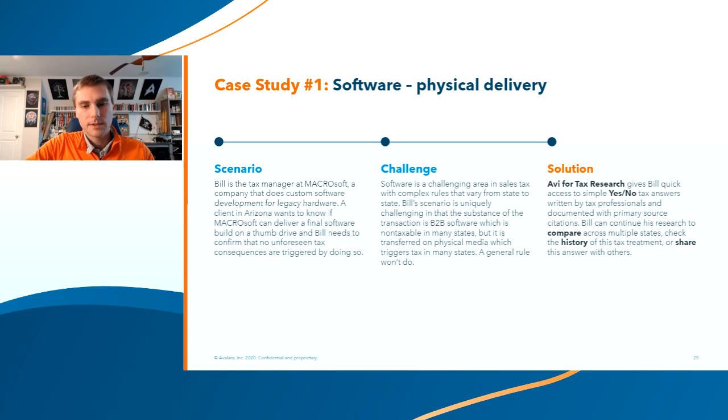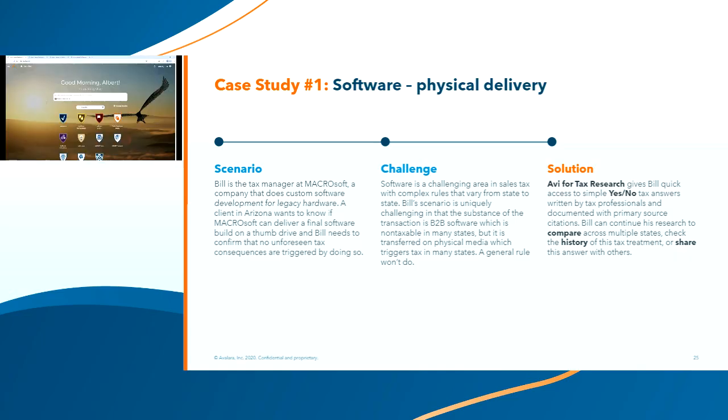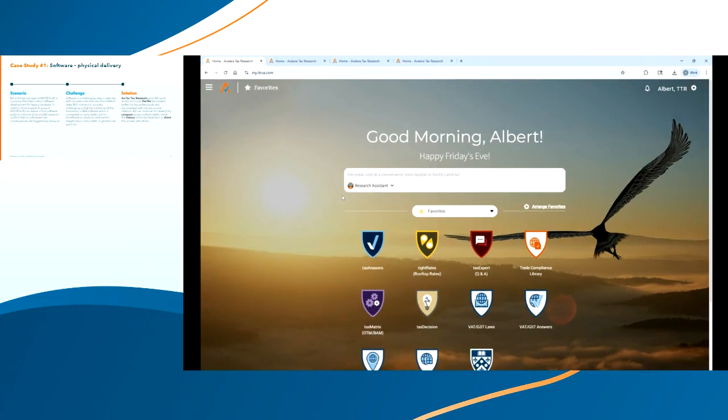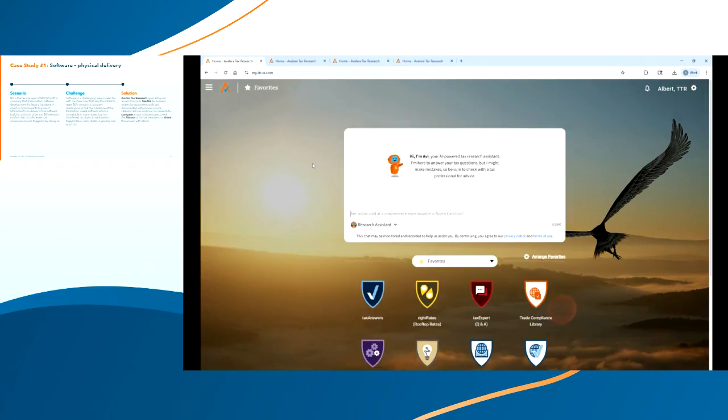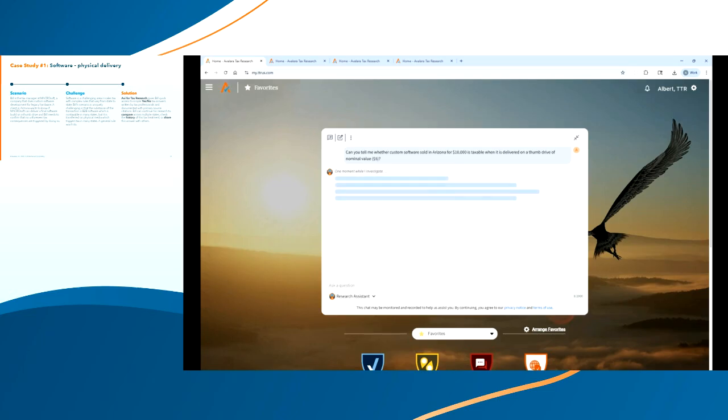This is Avalara Tax Research, where you can harness all the knowledge that Avalara has. We're going to ask Avi this question. So we pull up Avi. I can give Avi this question that came from our example. Can you tell me whether custom software sold in Arizona is taxable when it's delivered on a thumb drive of nominal value? And we'll see what Avi says.